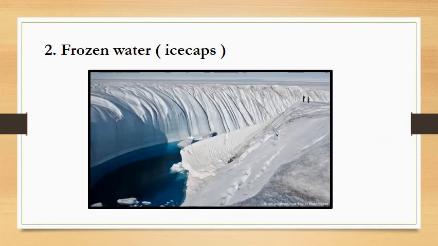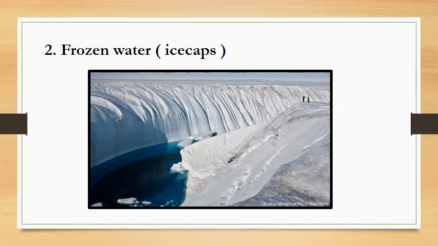Next, we have frozen water or ice caps, as you can see in the picture. Before it became ice, it was what? It was water, and because of the weather, it becomes ice. 70% of frozen water is fresh water. So all this ice is actually made of fresh water. Where can we find all this frozen water? In Antarctica.